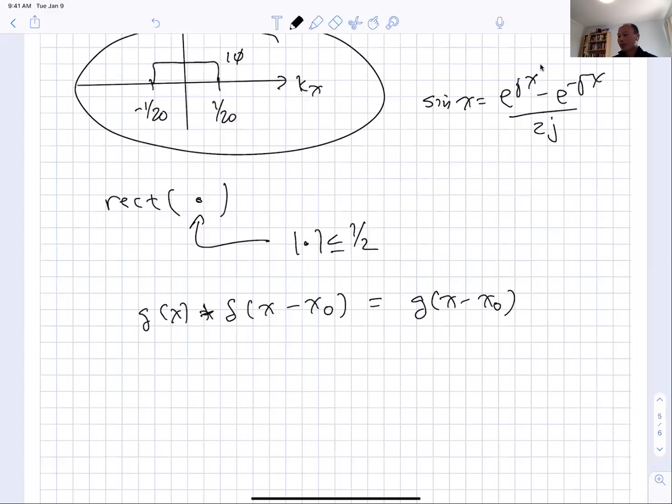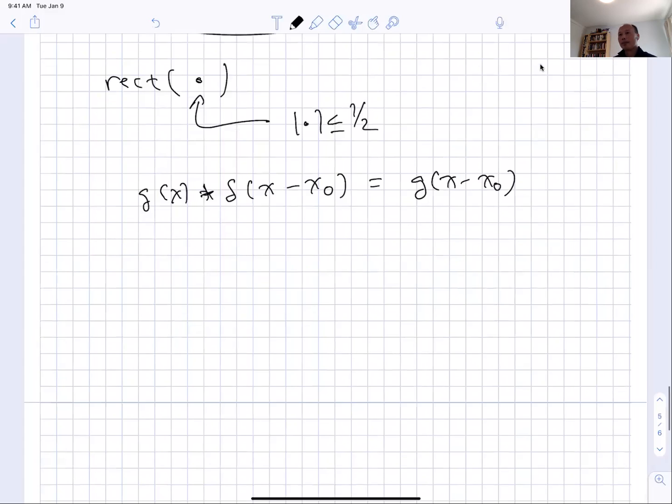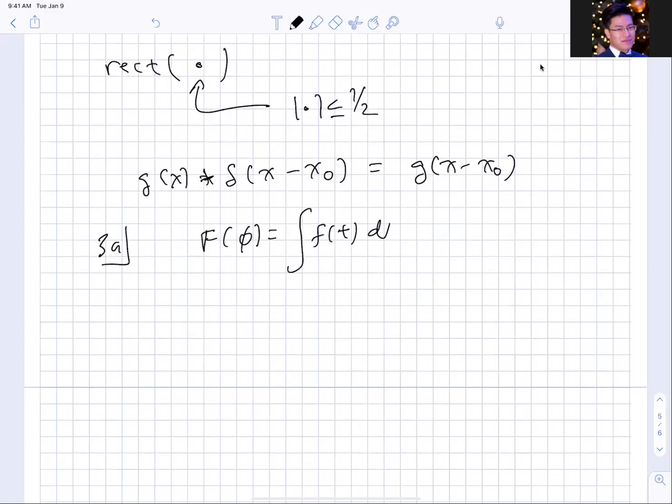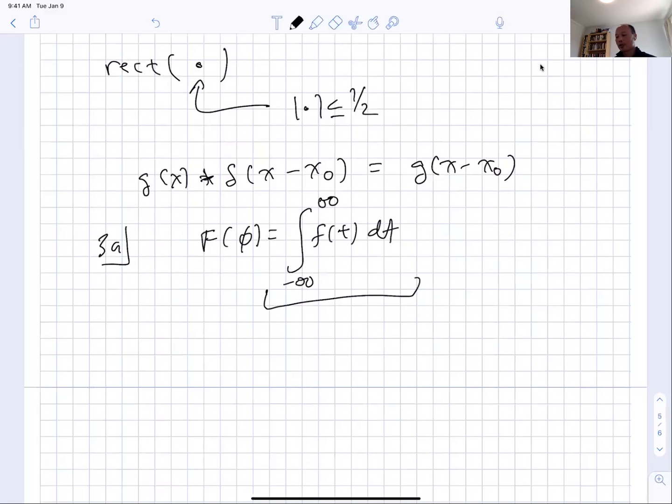You're supposed to use, well, so basically, part A. This is 3A. Let me just explain. This tells you that you want to prove that this is true. So if f of t is my function, what does this integral represent?